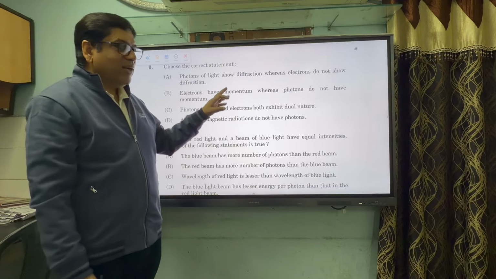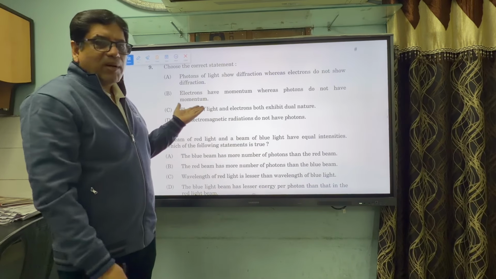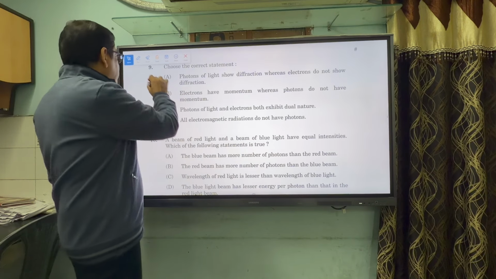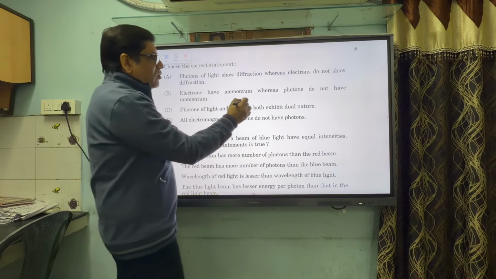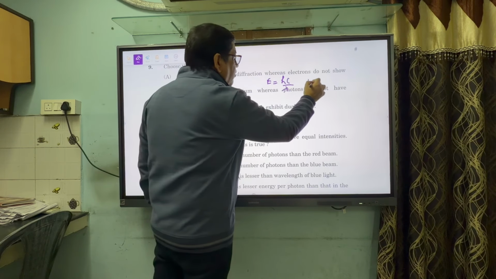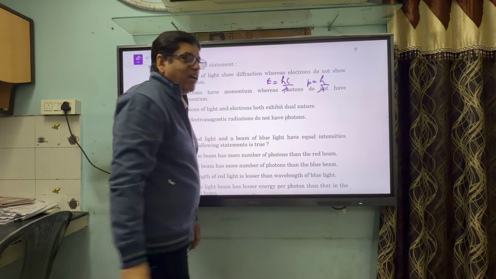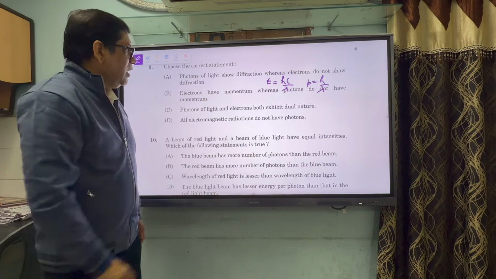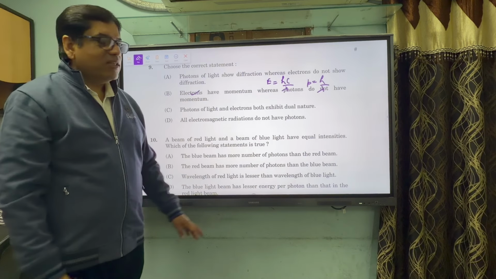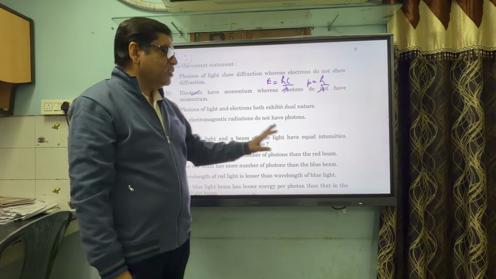Second part is saying electron has momentum. Electron is a material particle, it is moving, so it will have momentum. Photons also have momentum. Always remember, photons के केस में हम दो ही फॉर्मूले करते हैं. एनर्जी का फॉर्मूला होता है hc by lambda and momentum का फॉर्मूला h by lambda. Photons also have momentum. Electrons also have momentum. So this is incorrect. The statement that photons don't have momentum is incorrect.